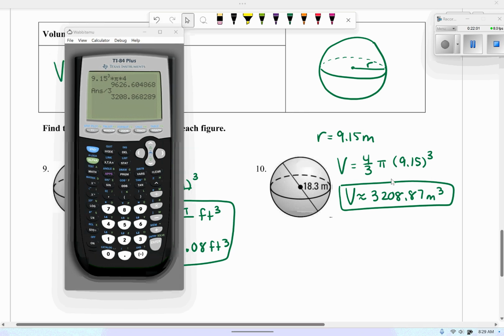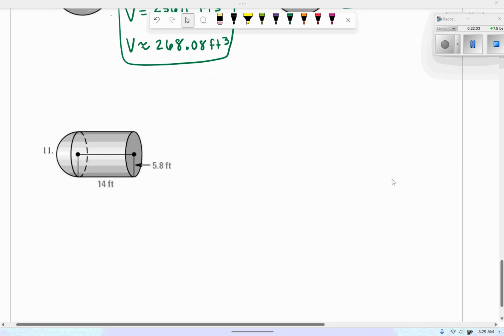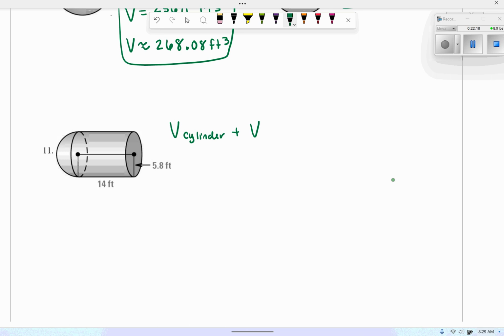All right, we got one last one to go. So looking at this last one, we have the volume of a cone, or sorry, not a cone, the volume of a cylinder. The volume of a cylinder. We want to add that to the volume of, and whenever you have half of a sphere, it's called a hemisphere. So that's half of a sphere, not circle. So half of a sphere is a hemisphere.